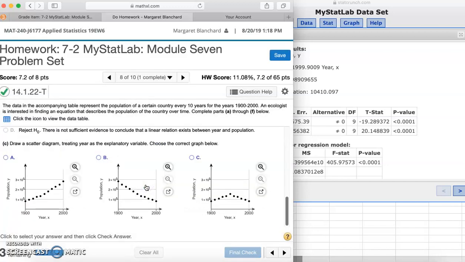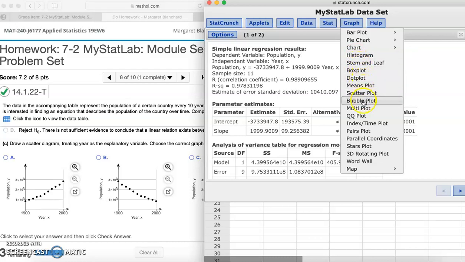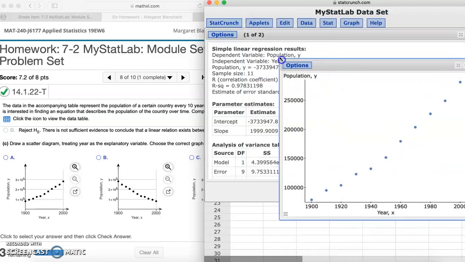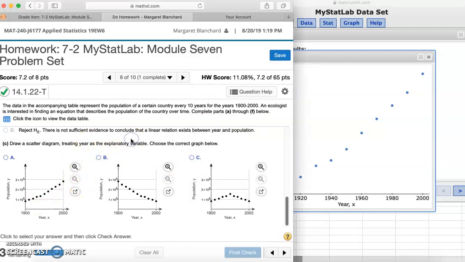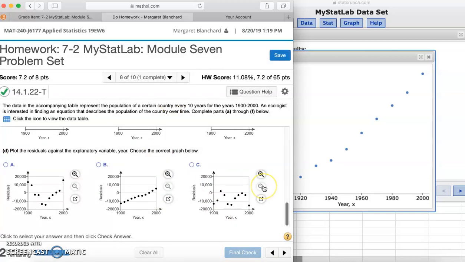Nice work. All right, draw a scatter diagram treating the year as the explanatory variable. Choose the correct graph below. So we're going to go to graph, scatter plot. We're going to select X and Y and click compute. And we're just going to compare our result to the options. So it looks right there like it's option A. Let's just double check it. See? Yeah, see how it's got a positive linear pattern there. So that's option A. Final check. Good job.